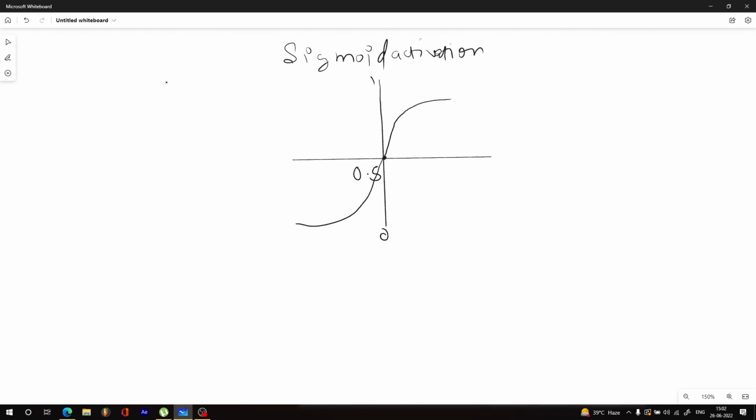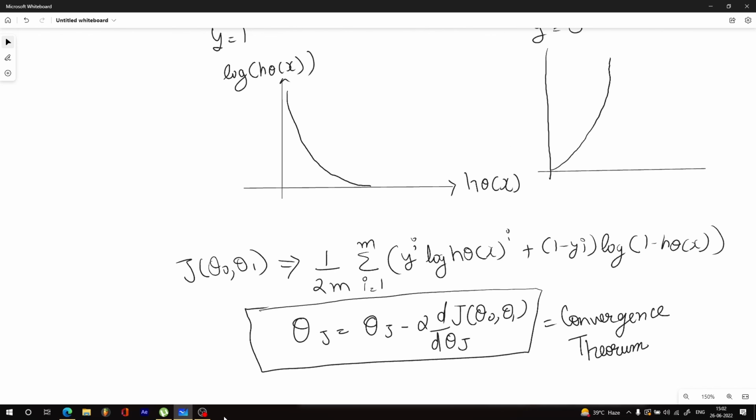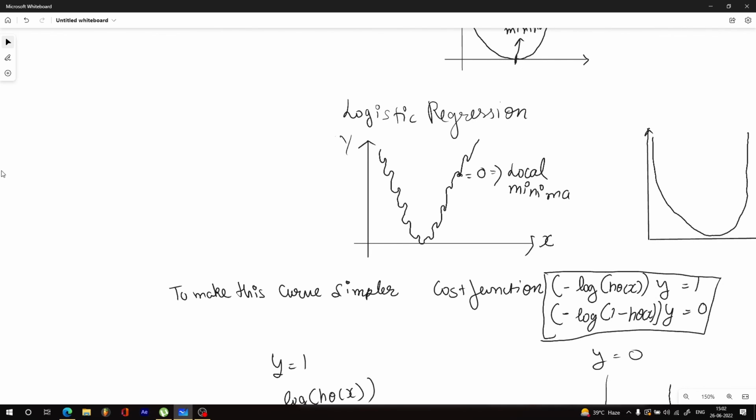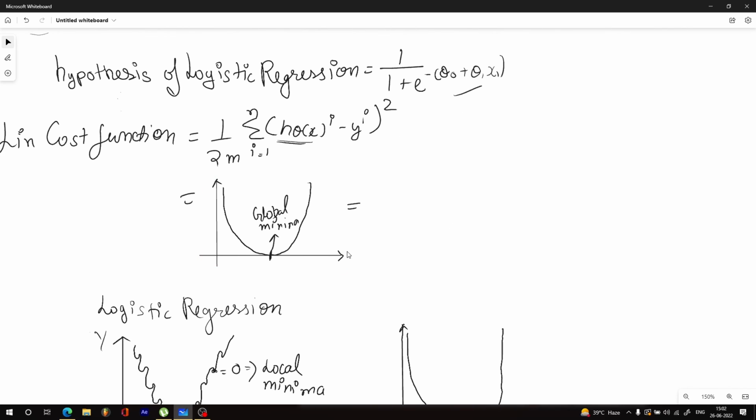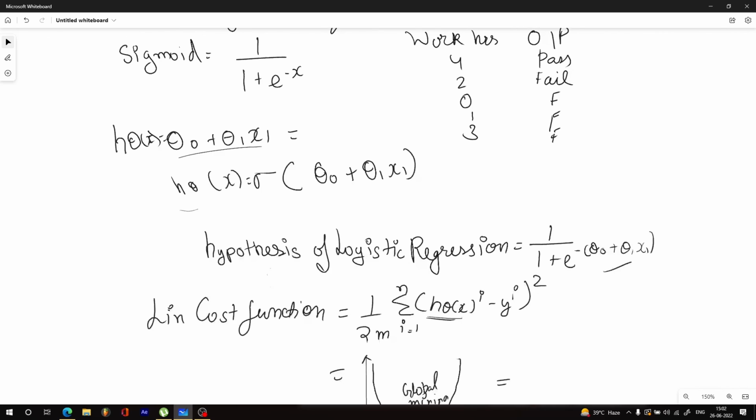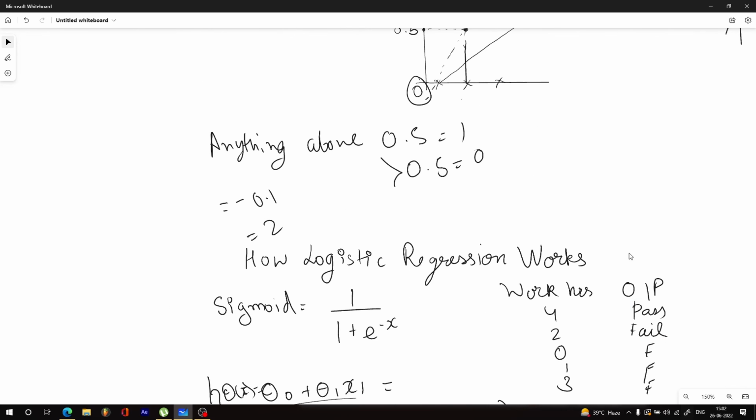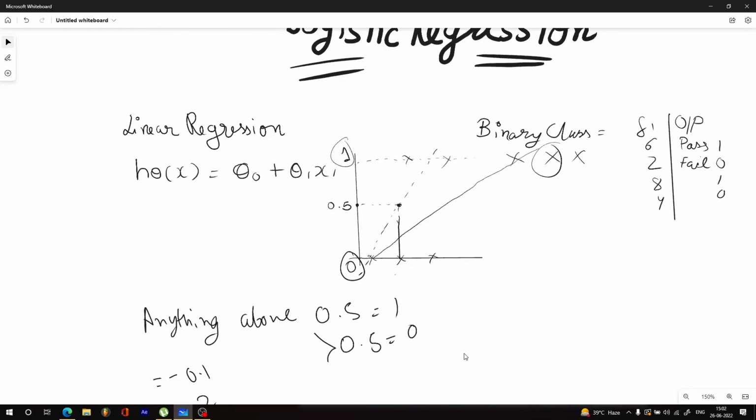So this was all for logistic regression. Logistic regression is a very great algorithm. This was the whole math intuition behind it, and I hope you were able to understand. If you still have any doubts, you can comment in the comment section and I'll try to do my best to explain.